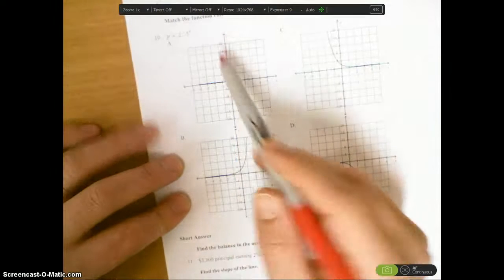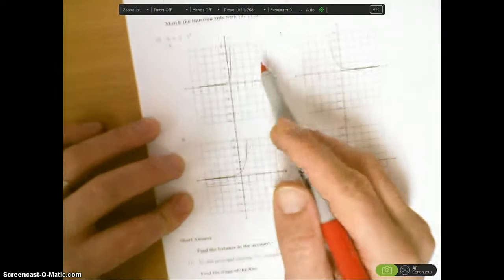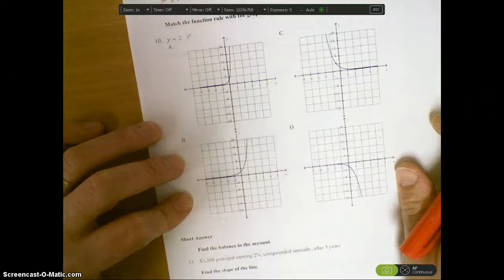So this is the stuff we did with the sub. I'll cover it again on Monday as well. Match the function rule with the graph of the function. If I remember correctly, this is probably the hardest one, just as far as multiple choice goes.